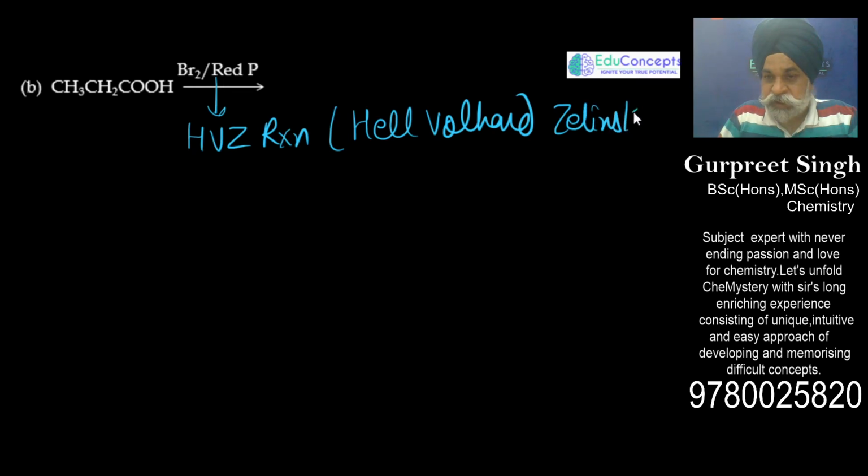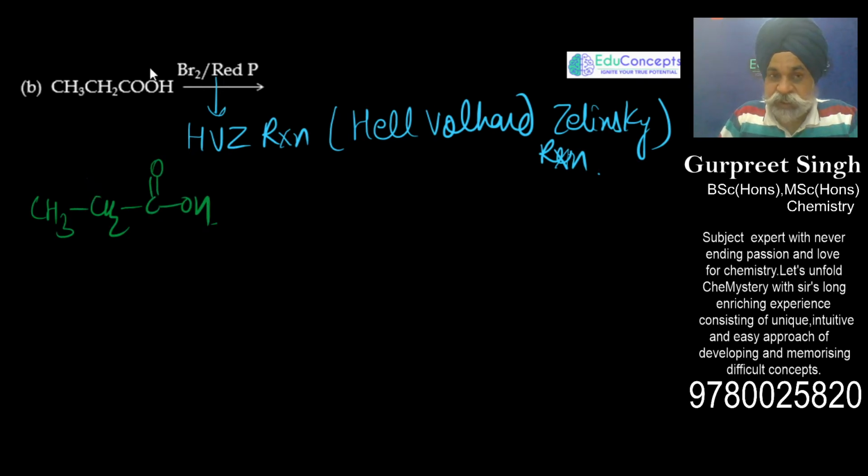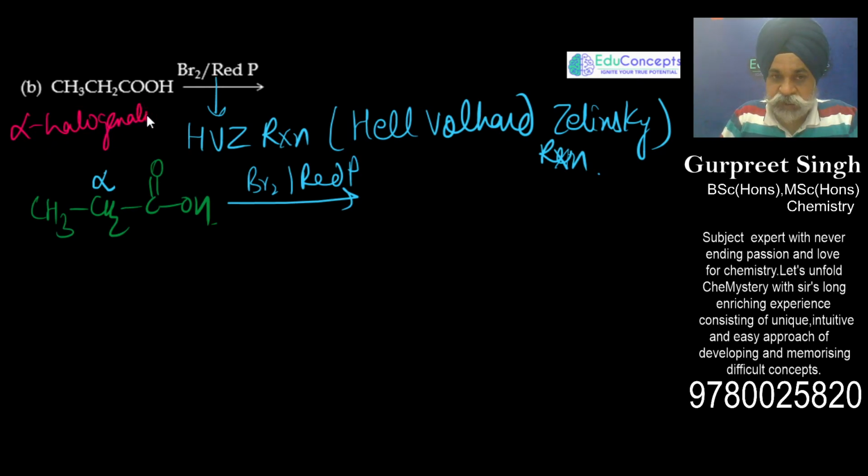Hell-Volhard-Zelinsky reaction. This is the reaction where a given carboxylic acid, if it has some alpha hydrogen, you should remember it like this: any carboxylic acid that has alpha hydrogen and is treated with bromine in the presence of red phosphorus is going to do alpha halogenation. This is going to do alpha halogenation.